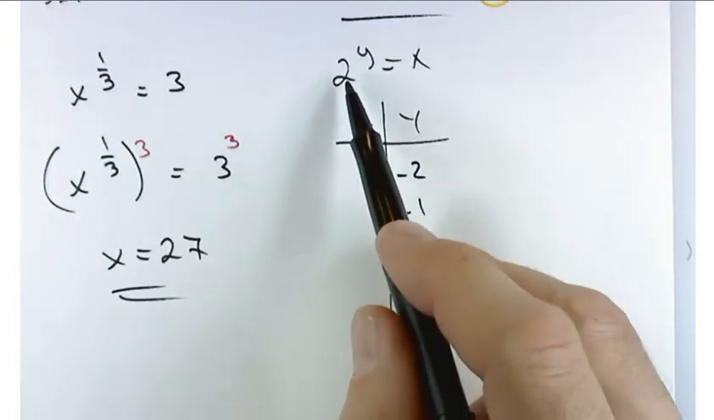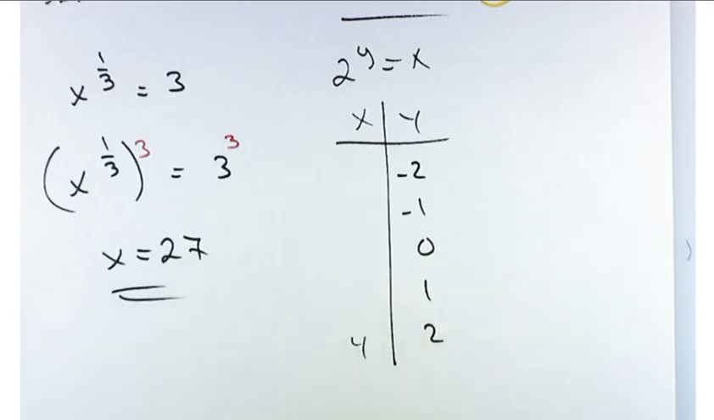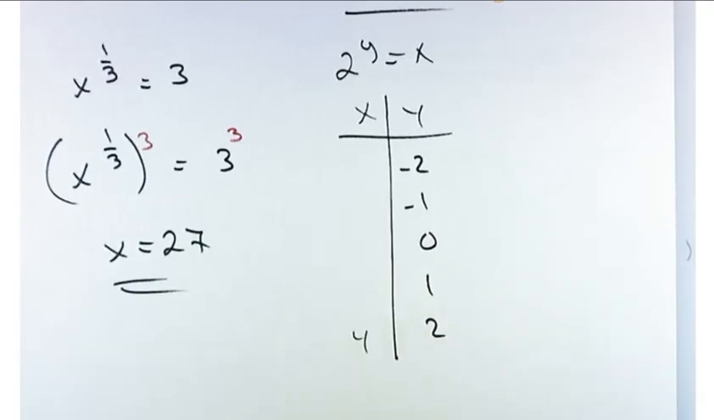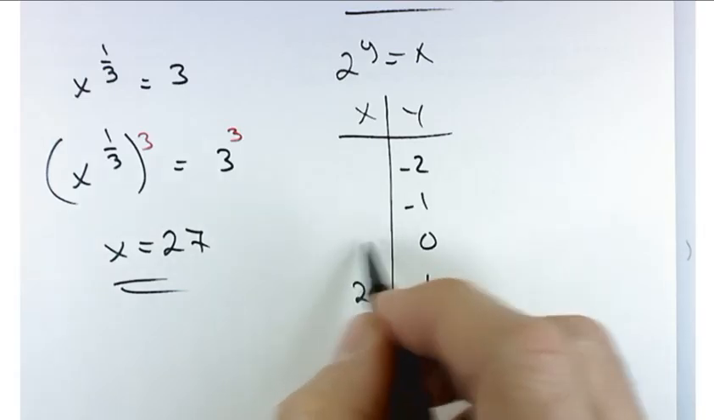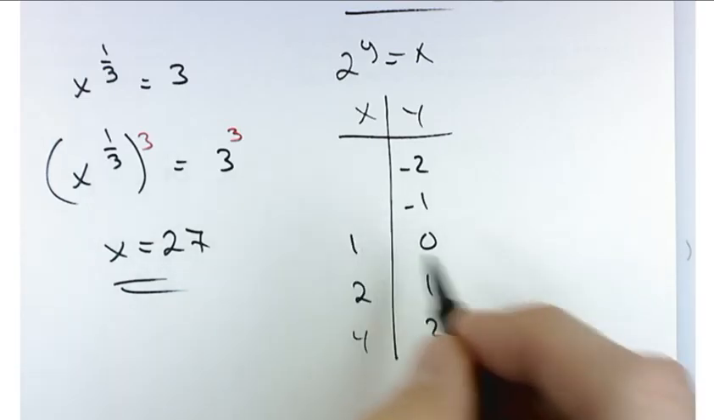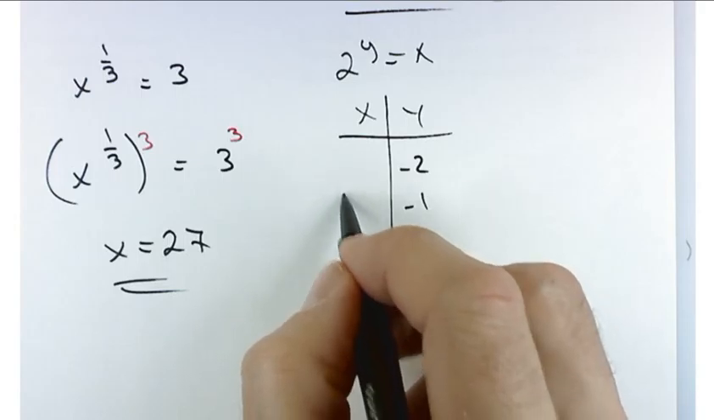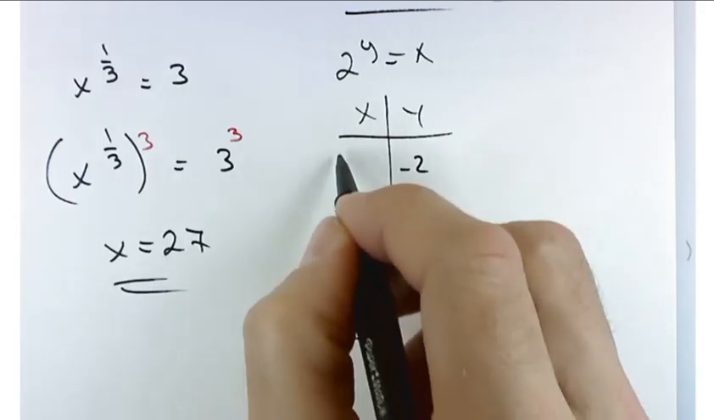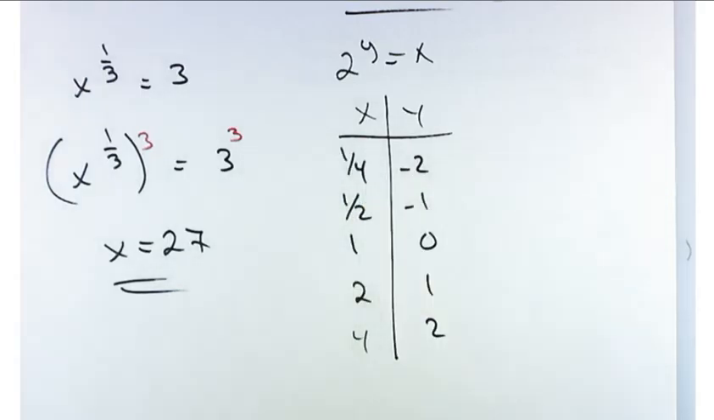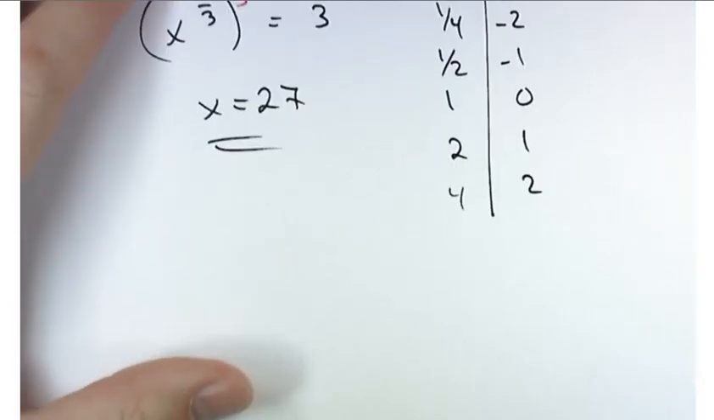2 squared is 4. 2 to the first power is 2. What's 2 to the 0 power? 2 to the negative 1? 1/2, and 1 over 2 squared. For the last one, 1 over 4. So, great. There's your values. Now it's just a matter of graphing these things.